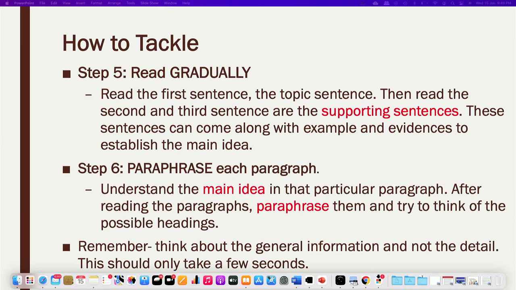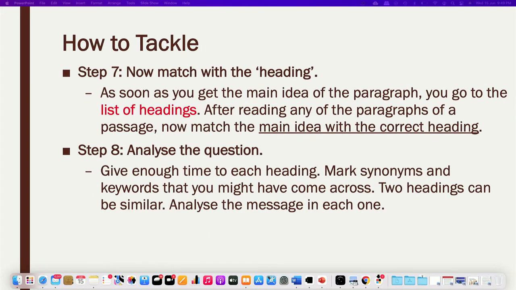And of course, try to paraphrase, because you're not going to get the same thing in the list of headings. Rather, you'll get some synonymous words as a phrase. So step number six, paraphrase. Step number seven, now you go to the heading, list of headings, and match.